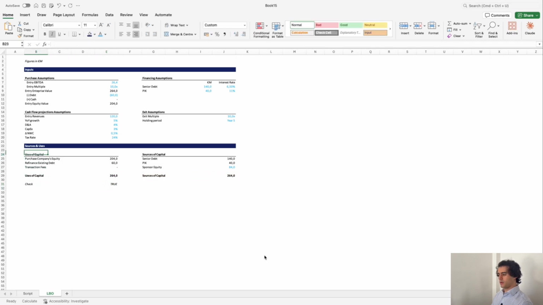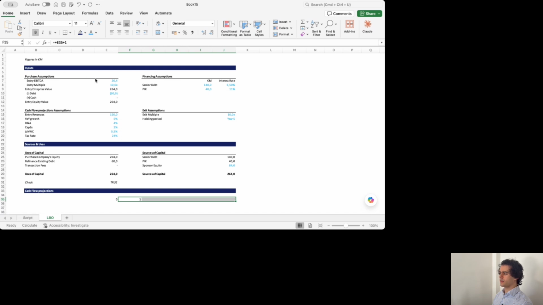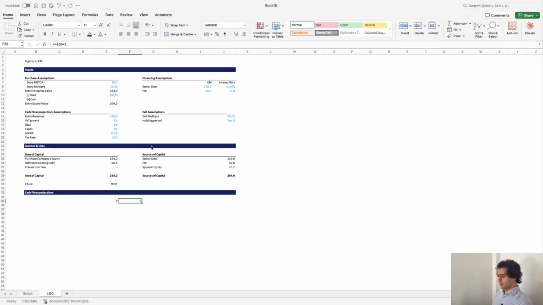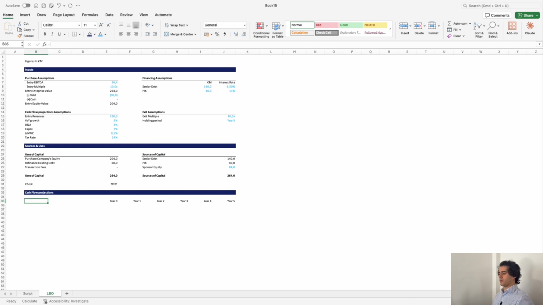Okay. Let's go to our cash flow projections. So we have year 0 to year 5. We said that the holding period is 5 years. We will format this period with year so that it's more comprehensible.